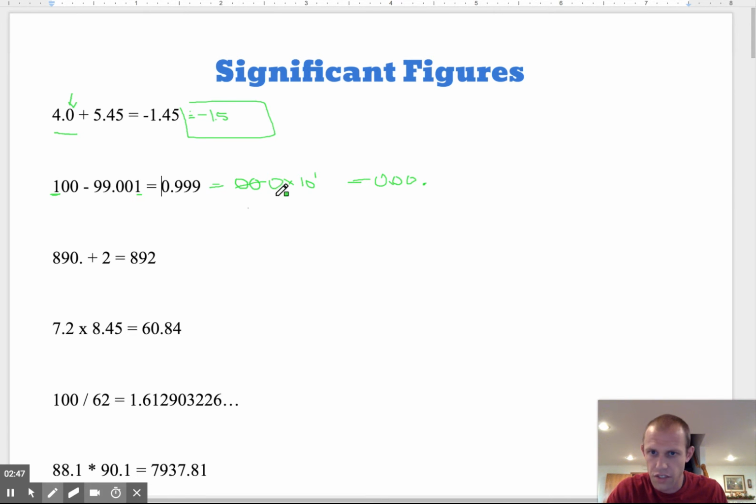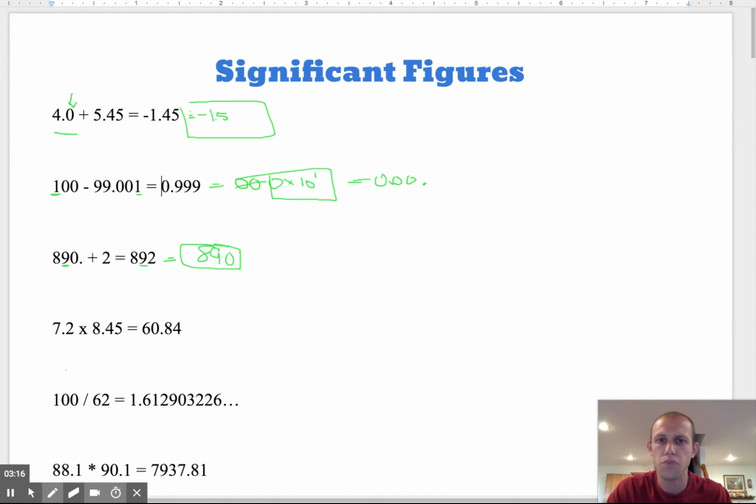All right, let's try another one. Let me box that one. 890 plus 2. So the least precise would be the 10th spot. So I have to round to this spot. So the answer actually comes out to be the first number that we started with, 890. That 2, it didn't even really matter. Why do we even bother adding it? So that's addition and subtraction problems.